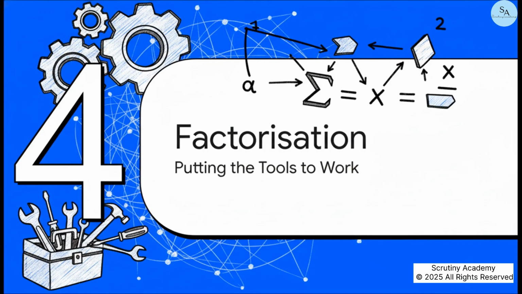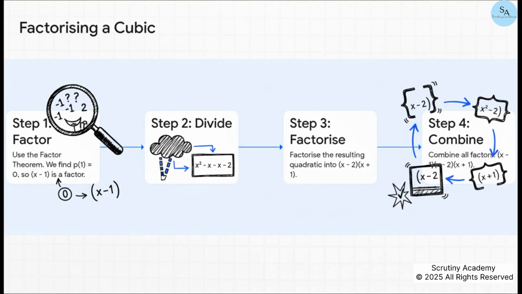Section 4, your factorization masterclass. All right, this is the moment we've been building up to. We've got our foundation, we've got our tools. It's time to go back and solve that puzzle from the very beginning. Okay, let's do this. Factorize x cubed minus 2x squared minus x plus 2.